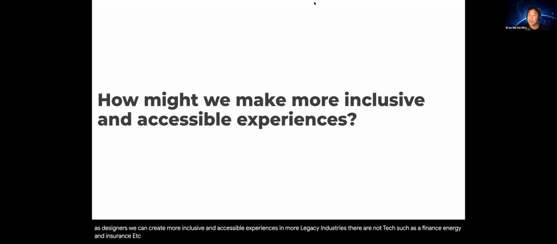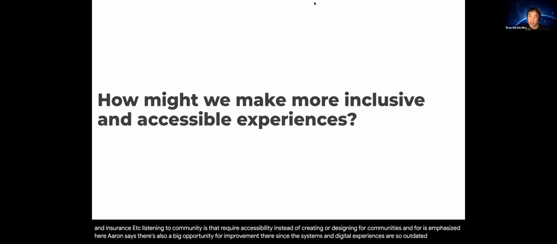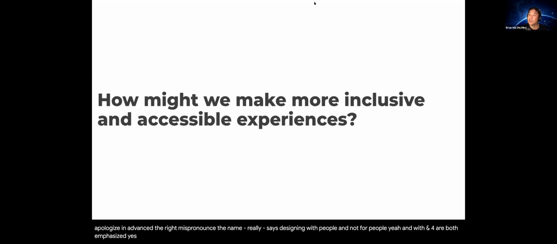Christopher says, listening to communities that require accessibility instead of creating or designing for communities, and "for" is emphasized here. Aaron says there's also a big opportunity for improvement there since the systems and digital experiences are so outdated. Shriyash says designing with people and not for people. And yeah, with and for are both emphasized. Oscar says those in leadership roles can become advocates. And I think that's really important.